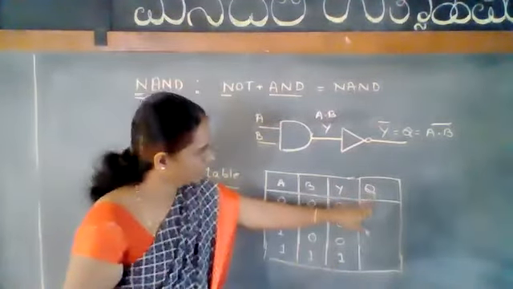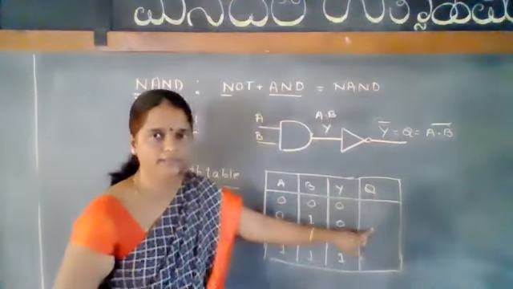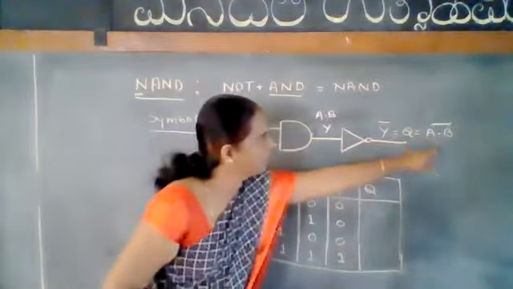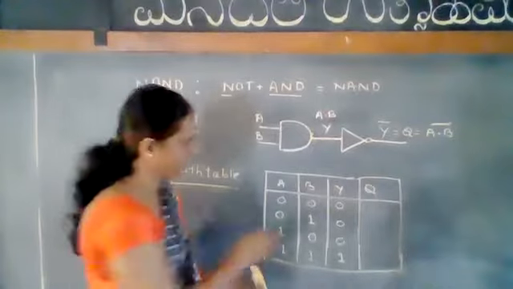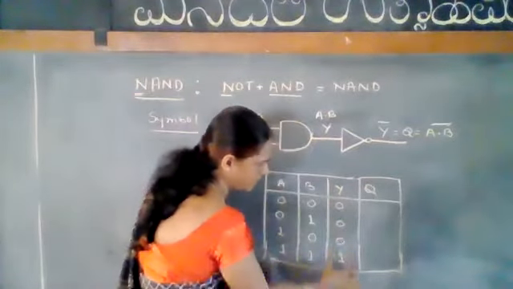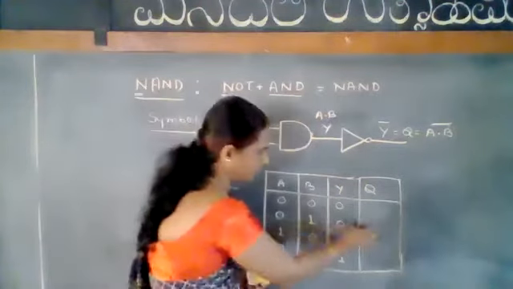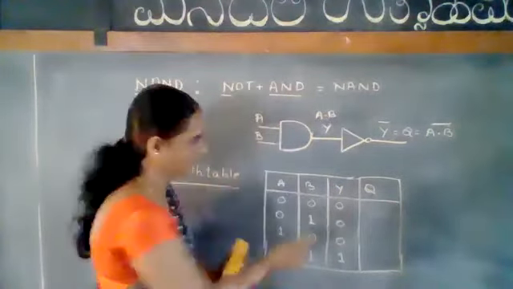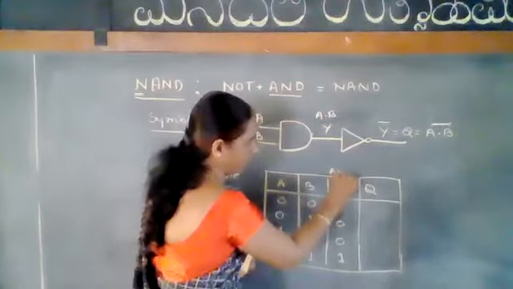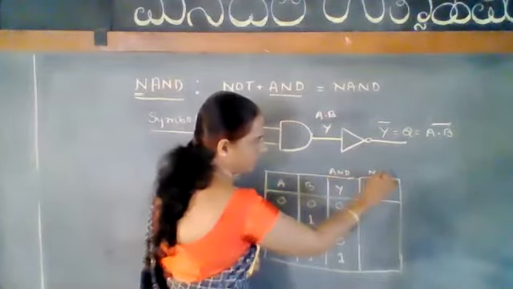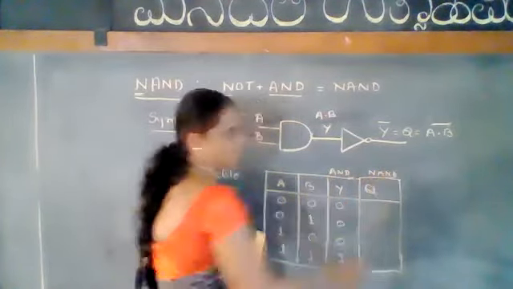Now, what to write here for the output of NAND gate? This A dot B is complemented. That means this column, we need to complement now. That becomes the output of NAND gate, right? This is the output of AND gate. Here it is complemented. This becomes the output of NAND gate.